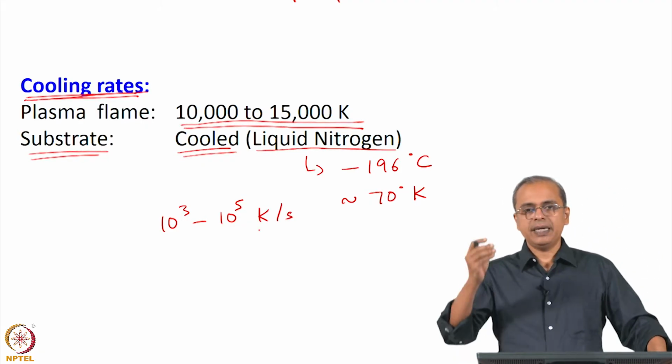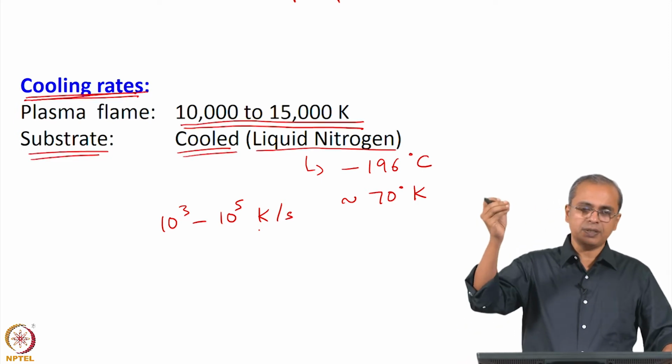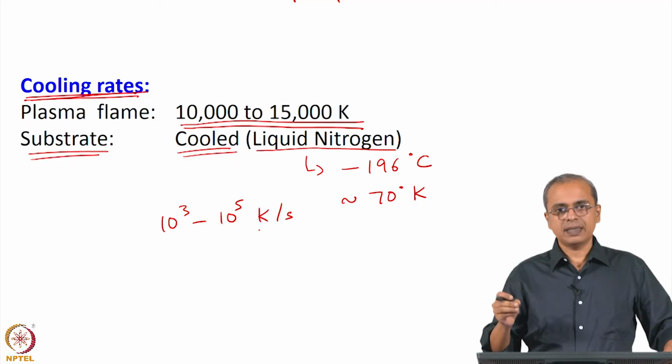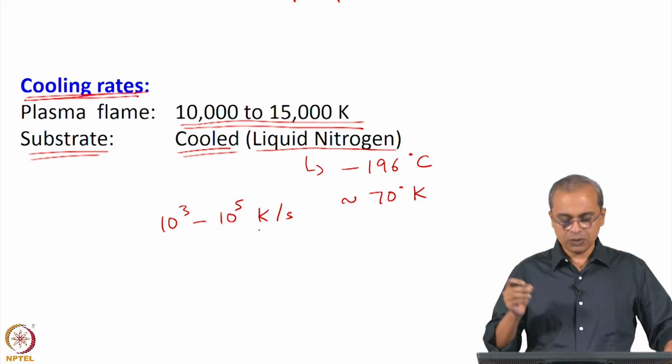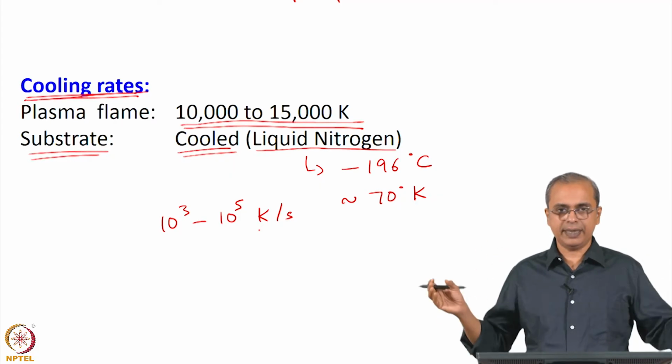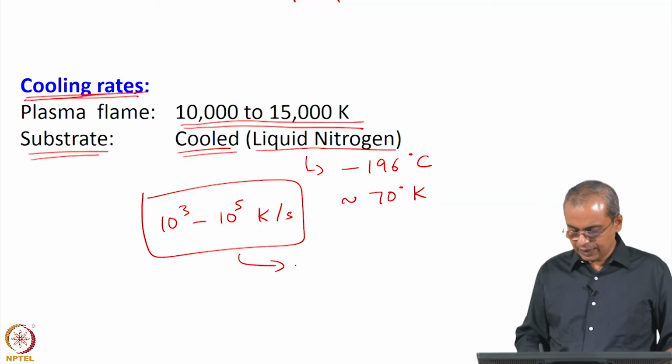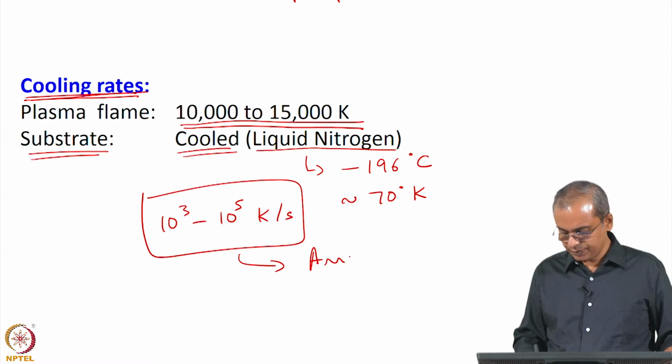So, you are going from a temperature twice that of the sun to room temperature in less than 1 second. Okay. That is a phenomenal cooling rate. This is very important because it arrests grain growth.